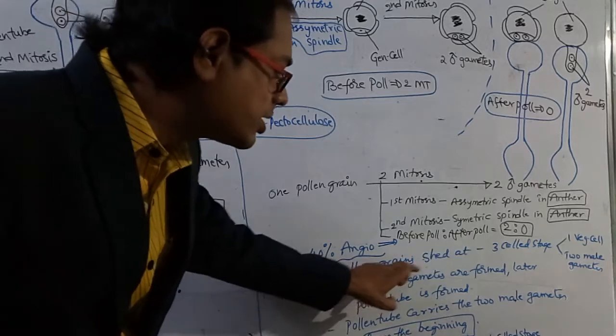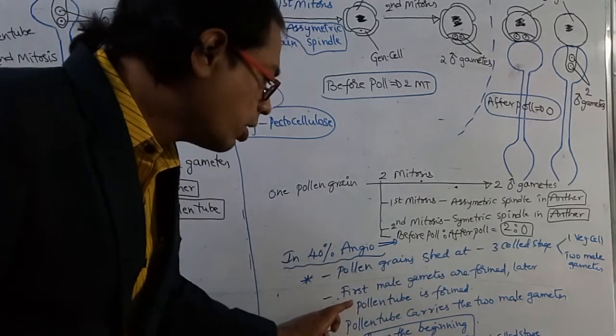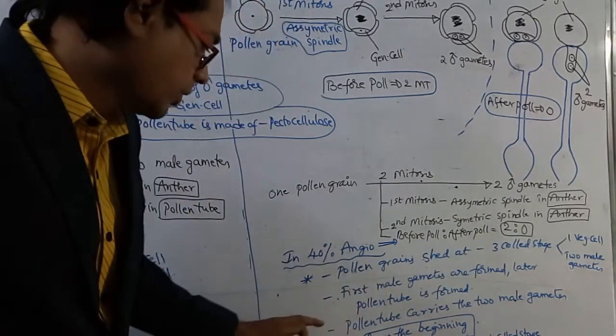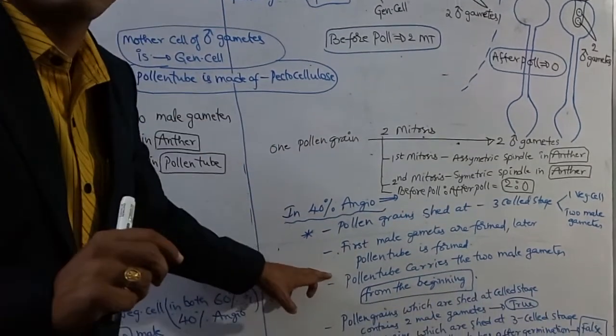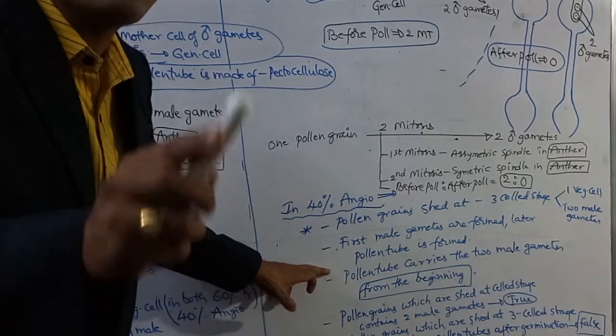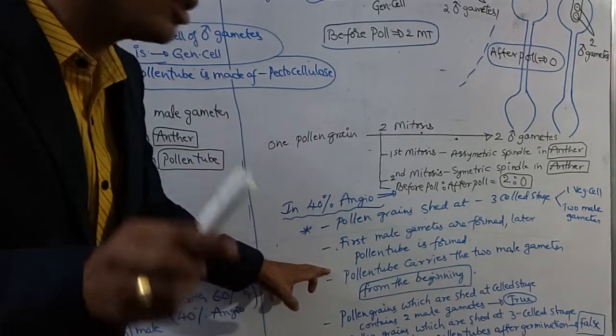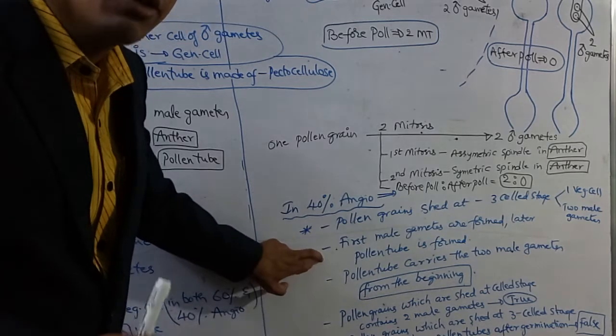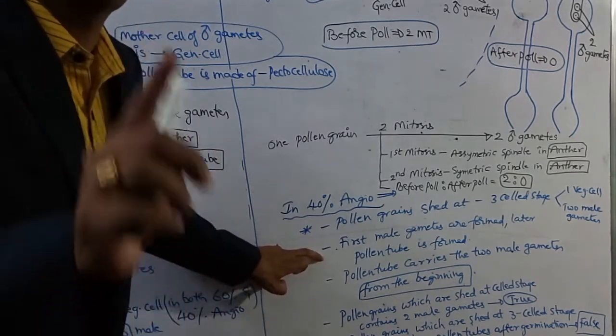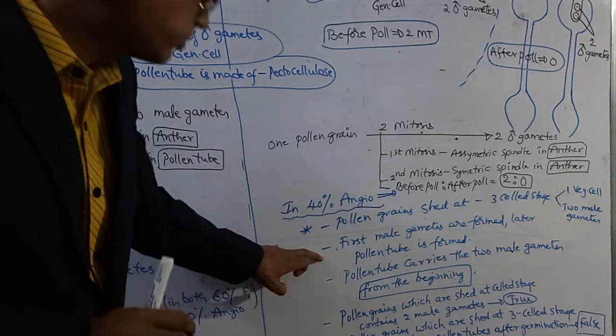First male gametes are formed, later pollen tube is formed. Pollen tube carries the 2 male gametes from the beginning. Whereas in 60% of angiosperms, pollen tube carries the 2 male gametes not from the beginning. Here in 40%, from the beginning. That point you have to remember, my dear students.